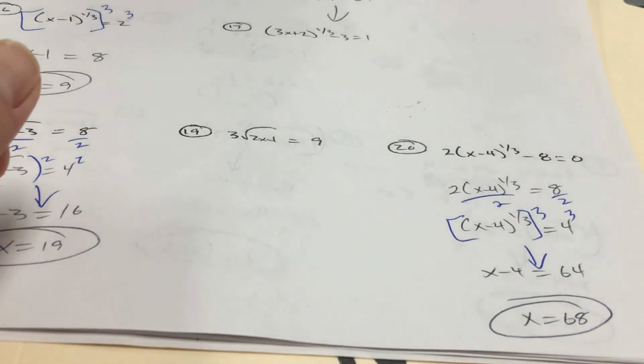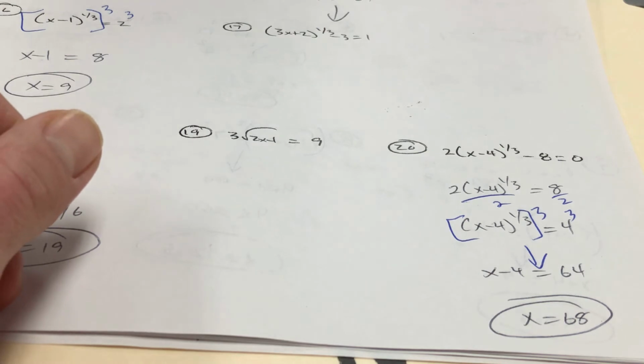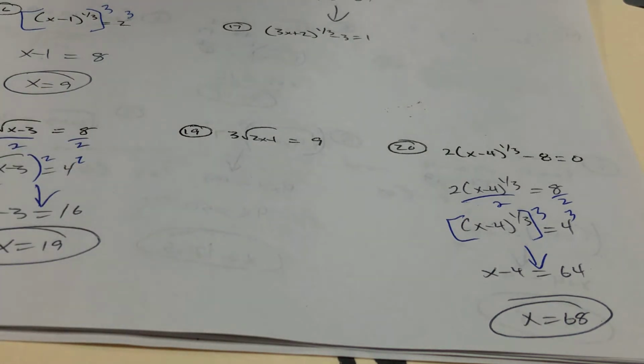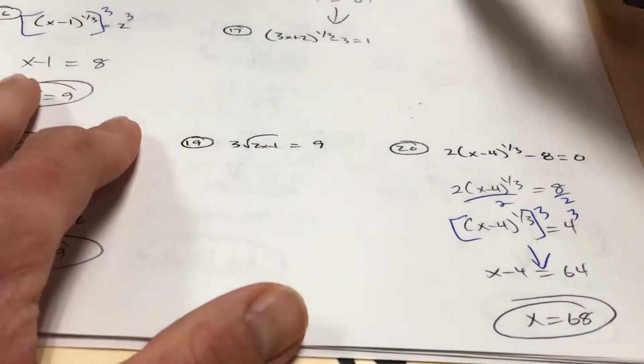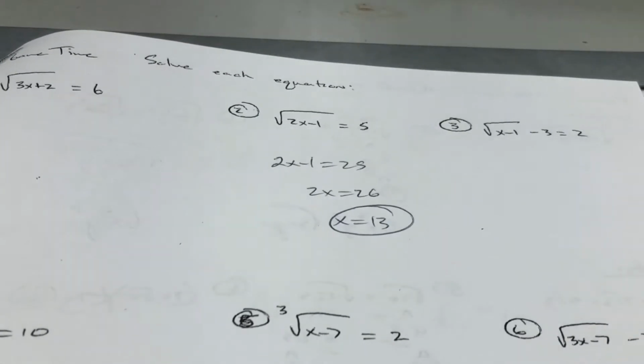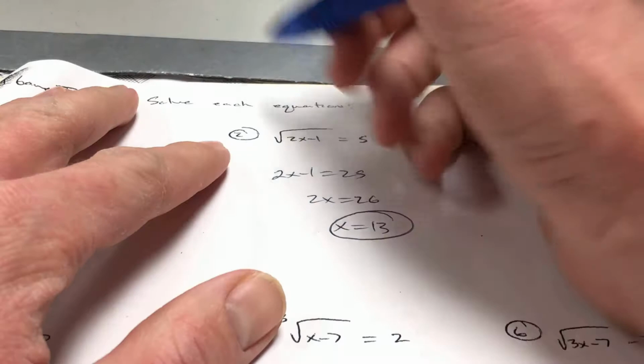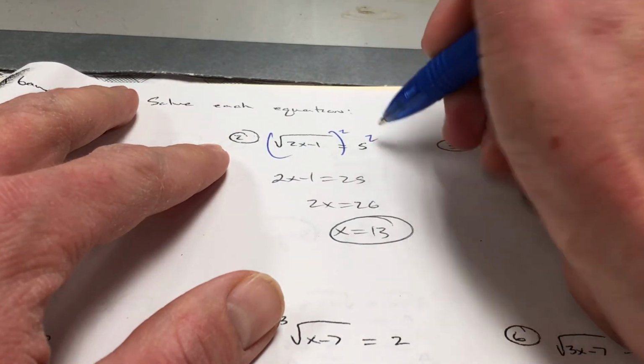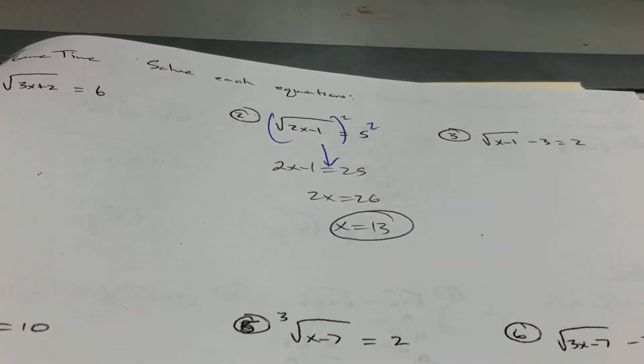All right, raise both sides to the third power. If I have it raised to the 1/3 power, the reciprocal is 3. Cube both sides. Game time. Let's take a look at this. Number 1 here. The square root's all by itself. I'm going to square both sides. Add 1, divide by 2.